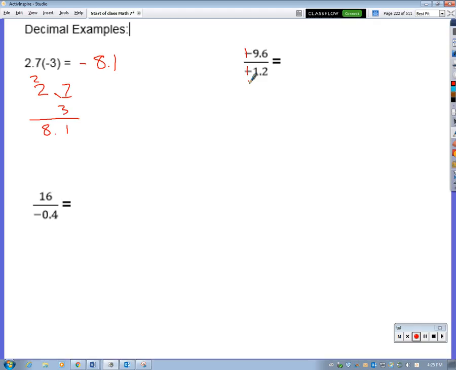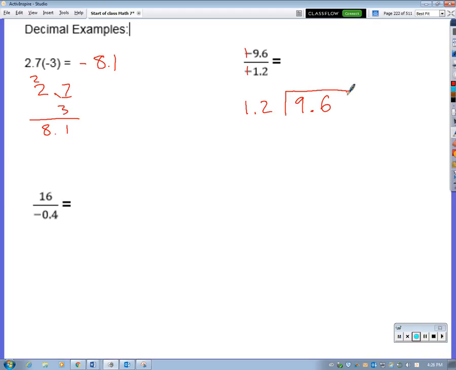Okay, now we're going to set up our division problem, just like long division. 1.2, 9.6. Okay, and again, when you're doing this, try to be really clean and neat and orderly so that your numbers line up on top of each other really well and you don't lose track of your decimal spaces and where exactly your answers go. Okay, so I've got 1.2 and 9.6.